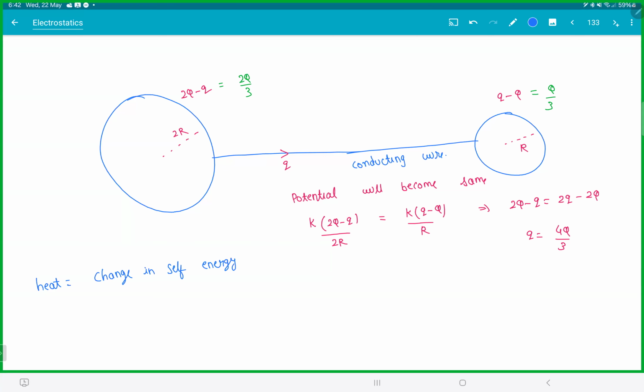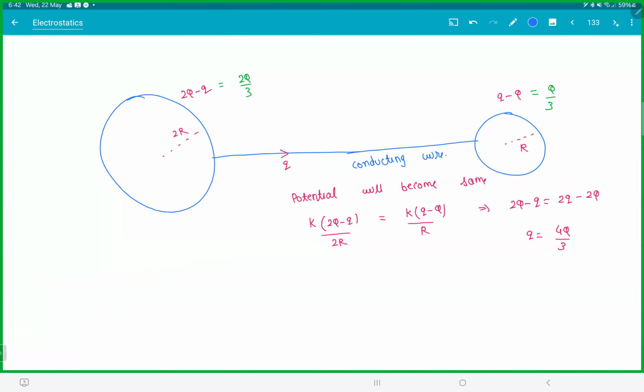Think about it. Initially, you had some self energy. Finally, you had some self energy. So what happened to all the difference in energy? It must have gone somewhere. So we are writing E initial minus E final. So, what is E initial? What is the self energy here?